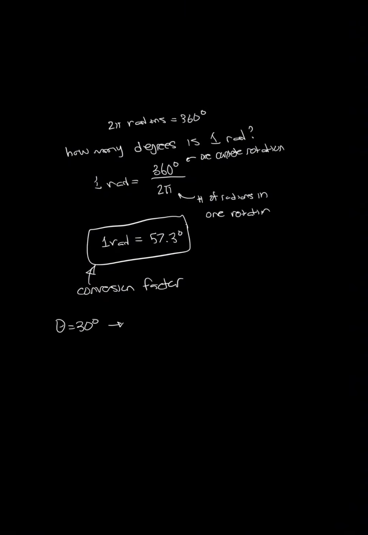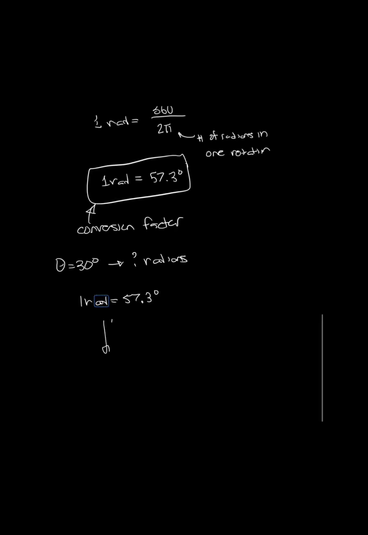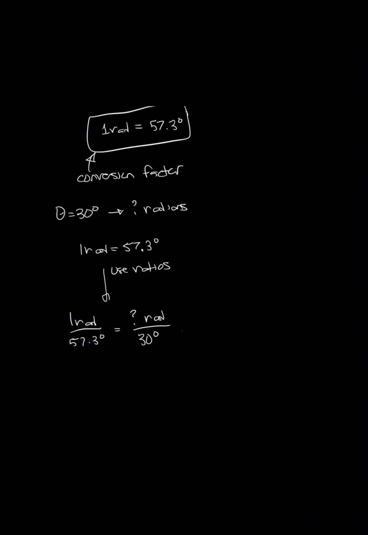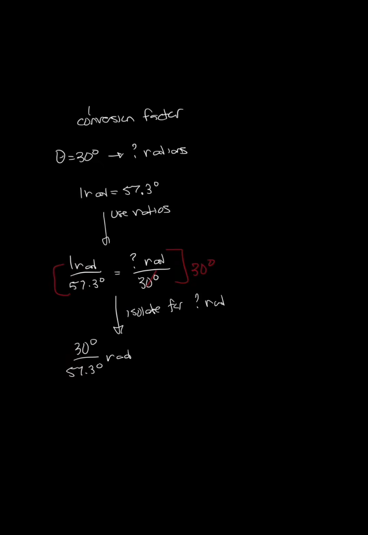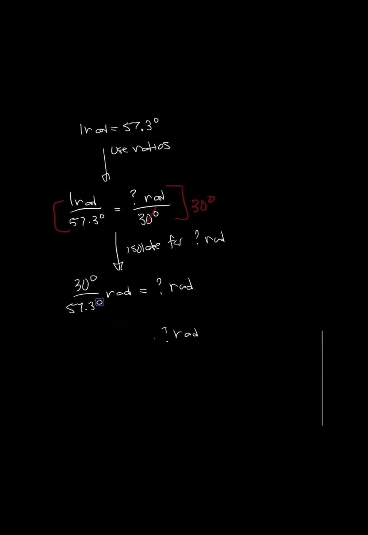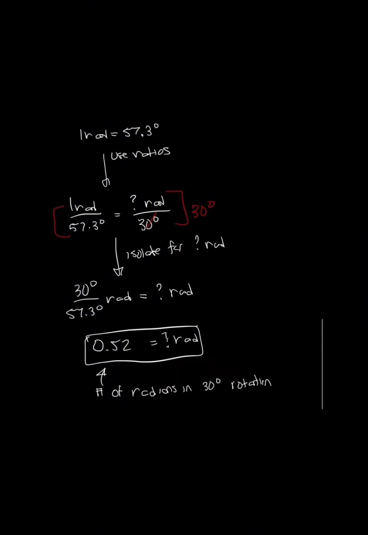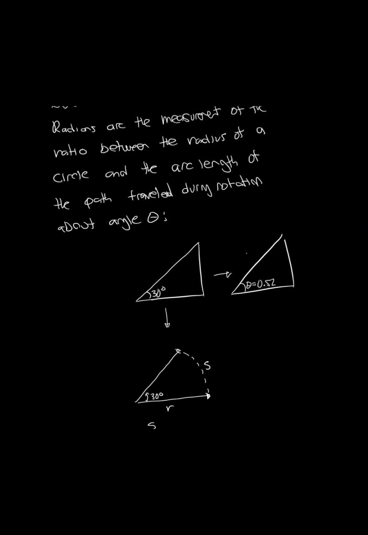So what is theta in 30 degrees in radians? If we know that 1 rad is equal to 57.3 degrees, we can create this ratio here where 1 rad divided by 57.3 degrees is equal to a certain amount of radians divided by 30 degrees. Isolating for our question mark radians, we can multiply both sides by 30 degrees and then do a simple division, noting that our degree units cancel out, which makes sense. And we find that the number of radians is equal to this. So that means the angle 30 degrees is equal to 0.52 radians.